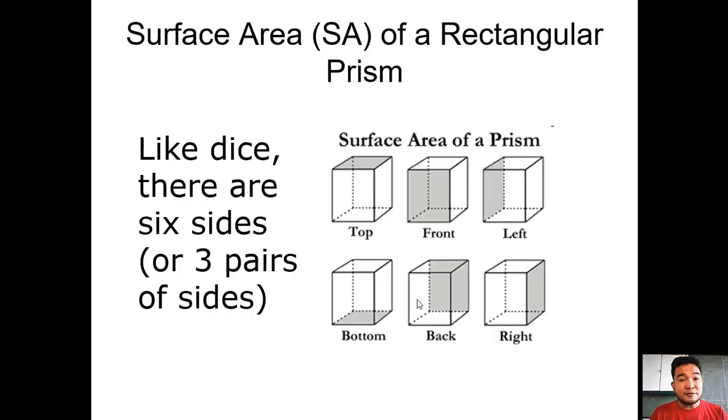Okay. So surface area of a rectangular prism. Yan, surface area. So like dice, there are 6 sides or 3 pairs of sides. Pag sinabi nating dice, lahat ng surfaces nun ay magkakamukha. Okay. So this is the first surface, the top, and then we have the front, the left, the bottom, the back, and then the right. So all in all, we have 6, and we have 3 pairs.